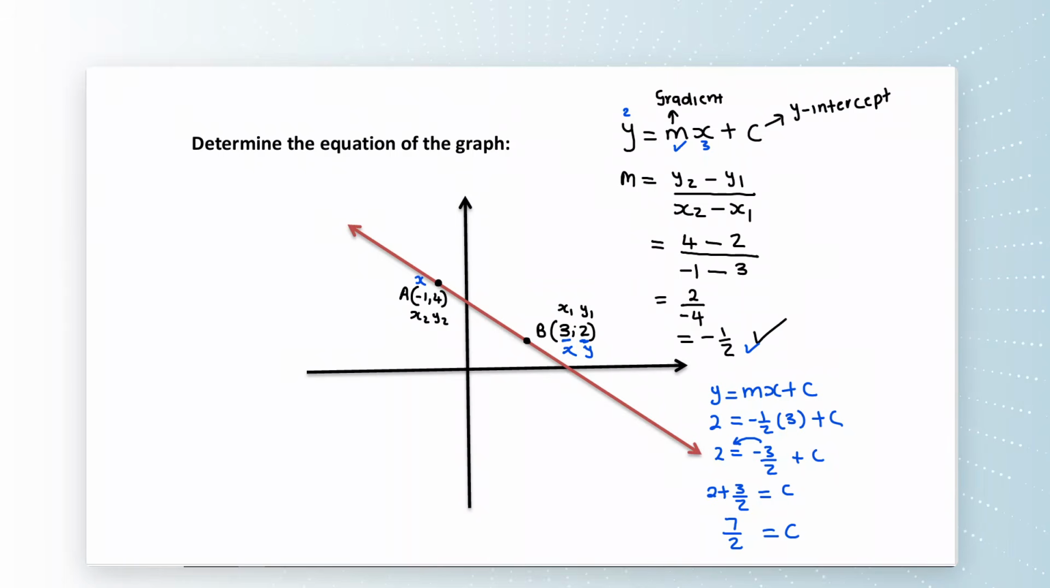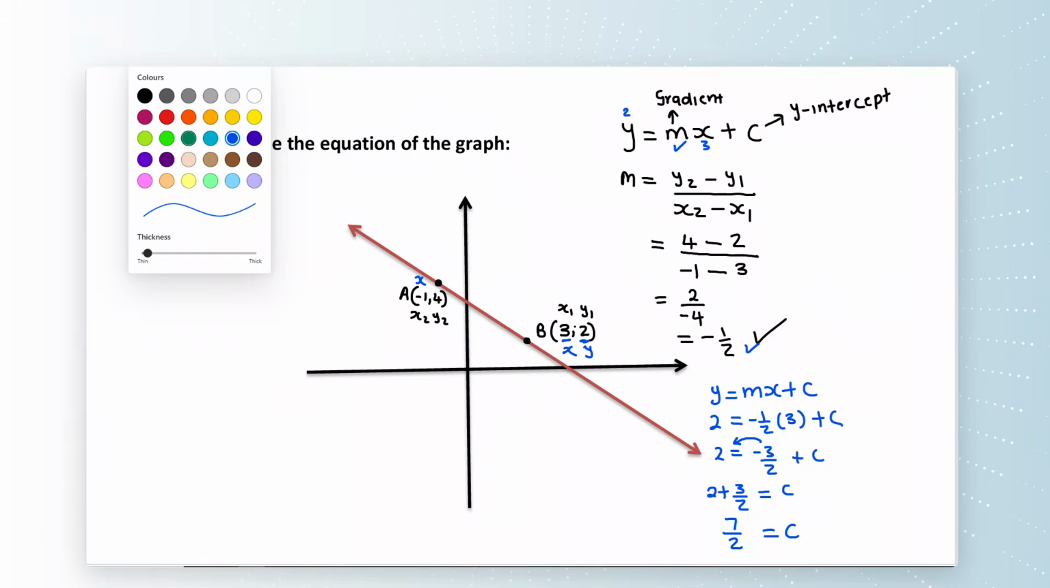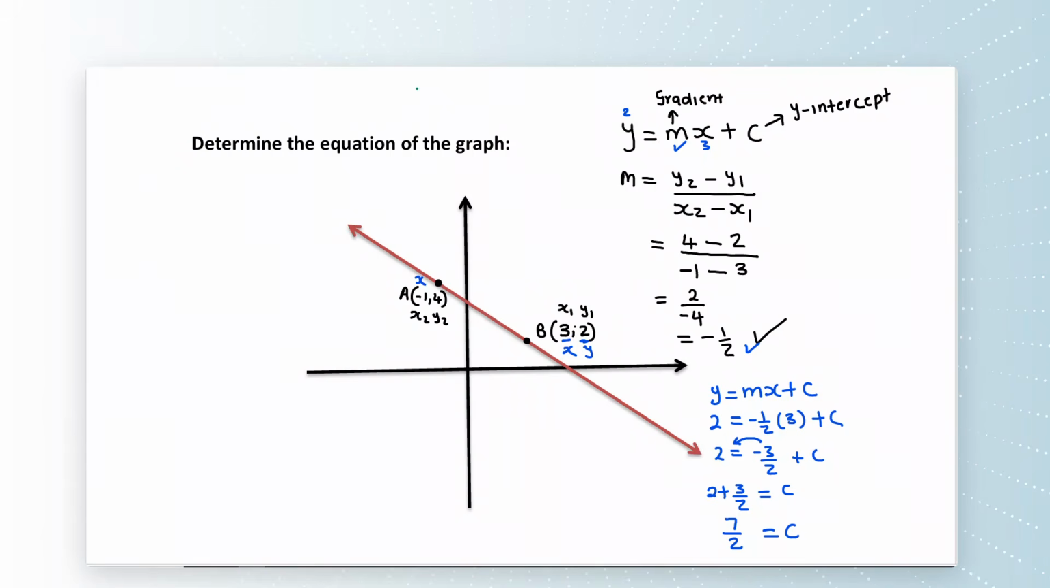Now, you have your m, you have your c. You can go on and write your equation. Remember, the equation must be in terms of x and y. So it was y = mx + c. We can say y equals m, which we got as minus half, x, plus c, which we got as 7 over 2. And that is your equation. That's how you get the equation of a straight line.